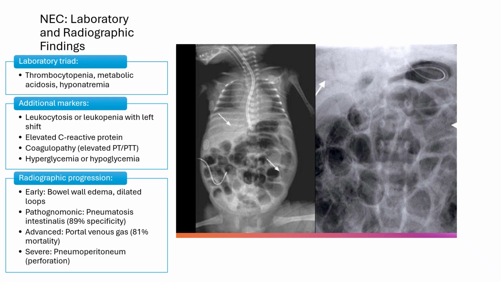Portal venous gas represents severe disease, where bacteria and their toxins have migrated through the intestinal wall into the portal circulation. This finding carries 81% mortality because it indicates extensive intestinal compromise and systemic bacterial translocation. Pneumoperitoneum, free air in the abdomen, means perforation has occurred and mandates immediate surgical intervention.